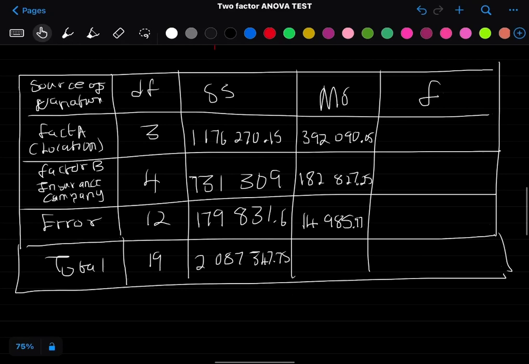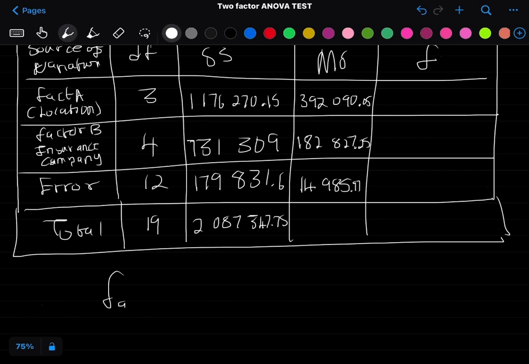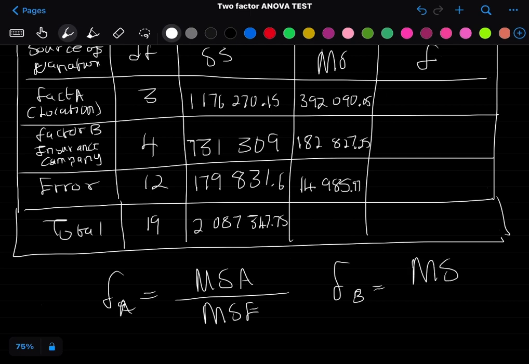Now let's find our test statistic for factor A and test statistic for factor B. Now to do that, for factor A, the formula is MSA divided by the mean square error. For factor B, MSB divided by mean square error. Right, and then now let's find it.